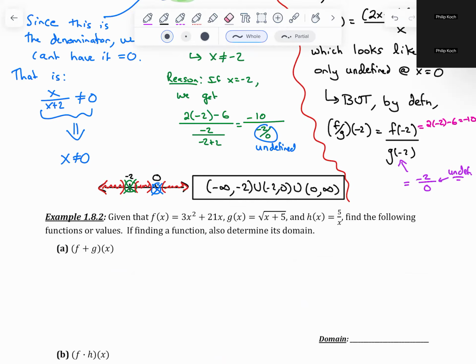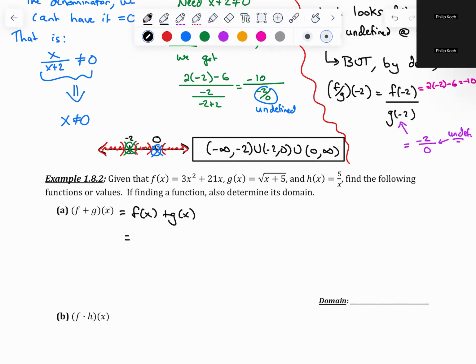Okay, so let's go back to it. We've got 3 different functions here. We've got f, g, and h. Find the following functions or values, and if you're finding a function, also determine its domain. So we have f plus g of x. By definition, that is just equal to f of x plus g of x.